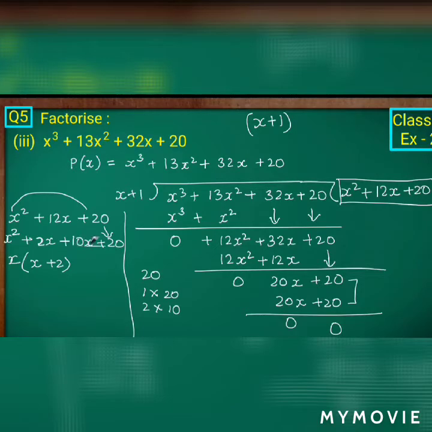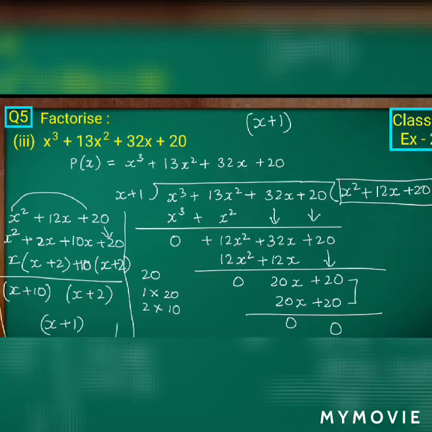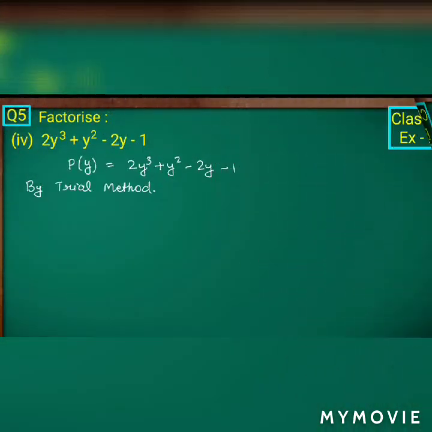For the next part, both are multiples of 10, isn't it? 10 and 20 both are multiples of 10. So I am taking 10 common. If I take 10 common, 10 into 10x is x, plus 10 into 2 is 20. So the factors here are x plus 10, x plus 2, isn't it? So the factors we have got are x plus 10, x plus 2 as well as x plus 1. These are the three factors we have got for the given cubic polynomial.